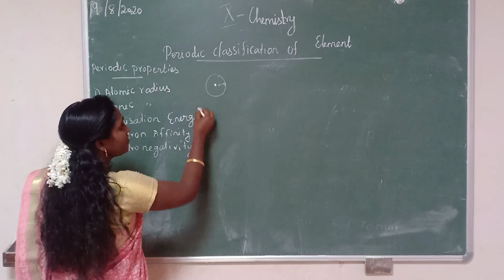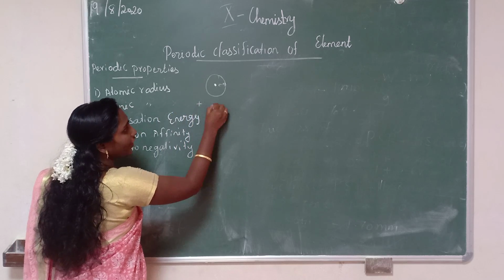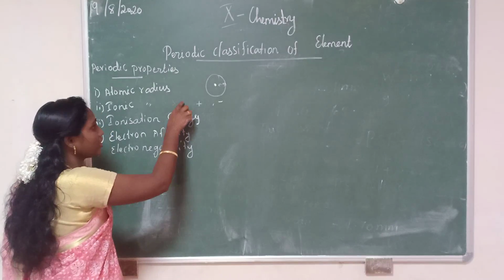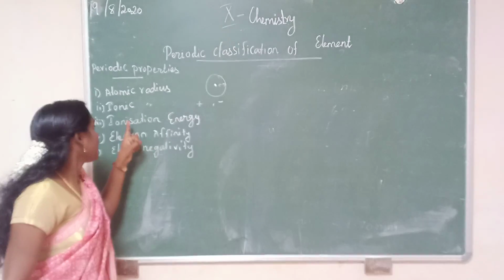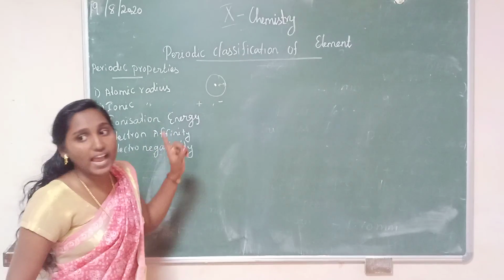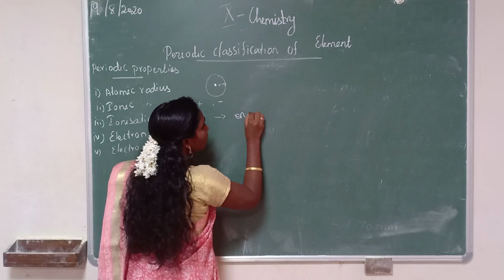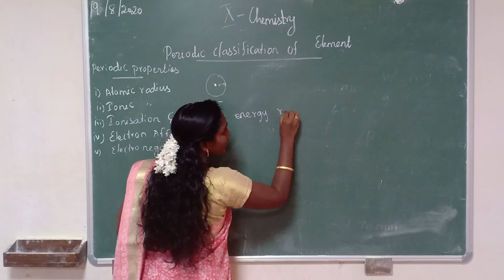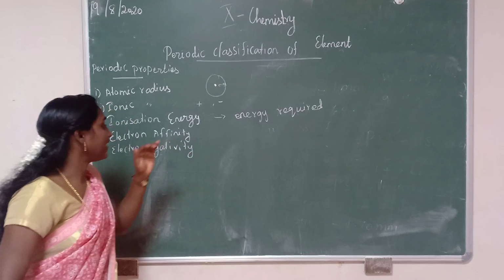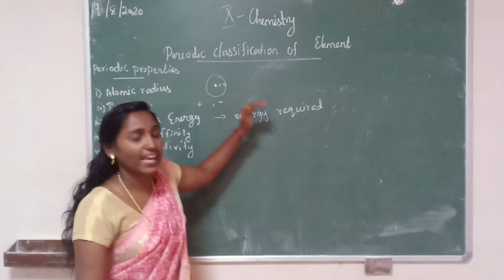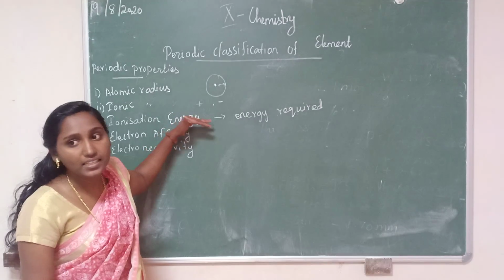Then ionic radius means what we studied? The distance between the ions, that means the distance between the positive ion and negative ion, that is called ionic radius. The next, ionization energy. Ionization energy means energy required to remove the electrons to form a cation. That energy is called ionization energy.